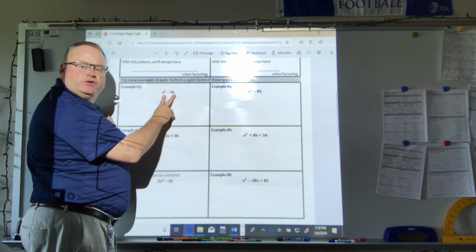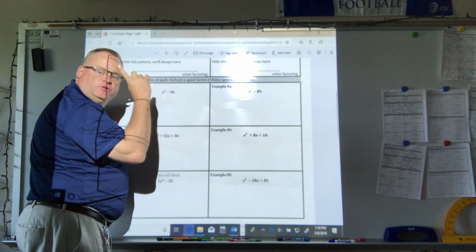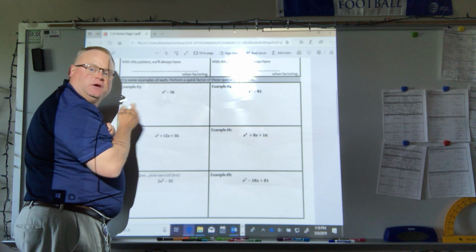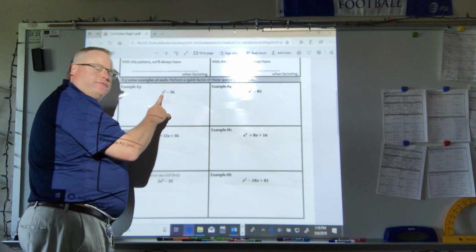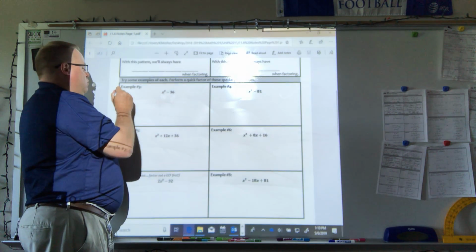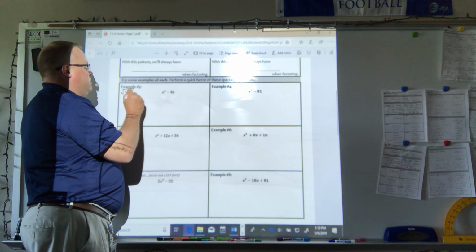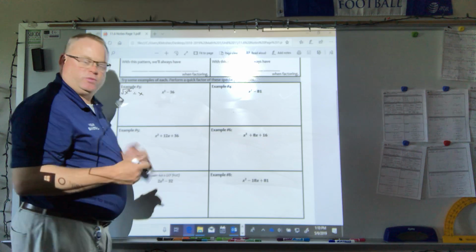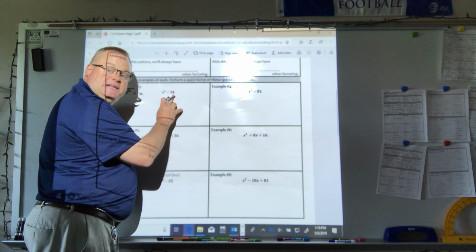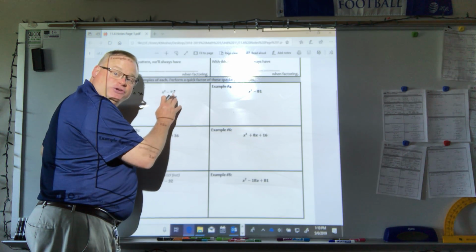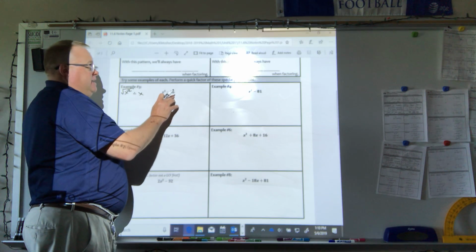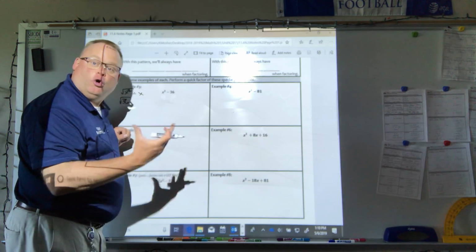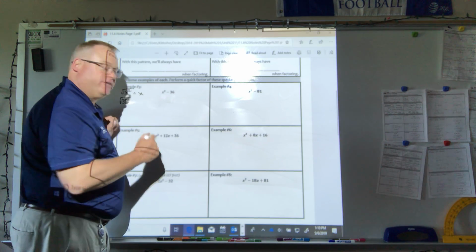X squared minus 36. I see a subtraction sign between two values. First question I might ask myself, is the first term a perfect square? Well, we've seen this already, but the square root of x squared is x. So yes, the first one is a perfect square. Look at the c term, my constant. 36. Is the square root of 36 a whole number? If it is, then it's a perfect square.